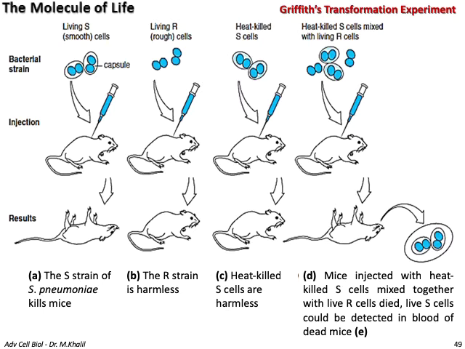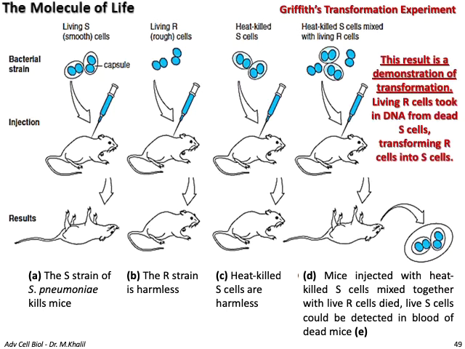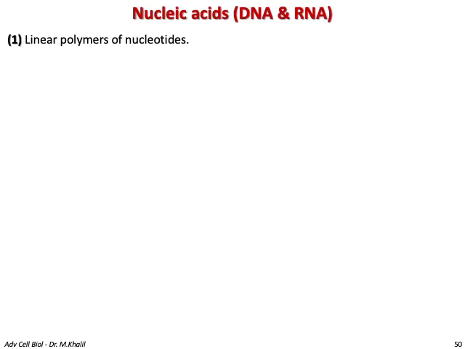So in mice injected with heat-killed S cells mixed together with live R cells, live S cells could be detected in the blood of the dead mice. That means there is a transformation by a material, a molecule: the living R cells took in DNA from dead S cells, transforming the R cells into S cells.